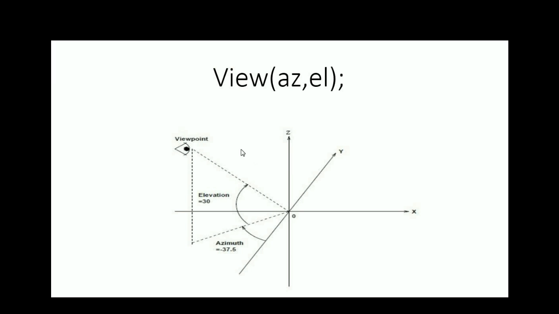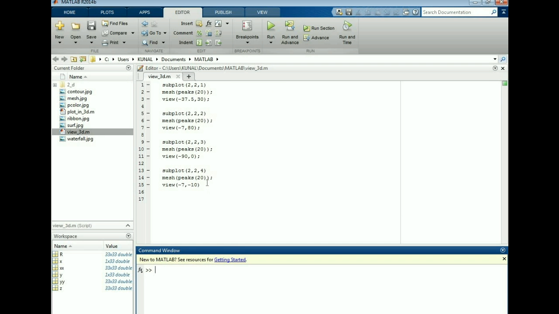Next, besides doing 3D plotting, we can also change the view angle of the plots. The command for it is view, in brackets the azimuthal angle and the elevation angle. From the figure you can see the azimuthal angle and the elevation angle. The azimuthal angle is defined from the negative y axis in the clockwise direction, and the elevation angle is defined from the xy plane to the z axis. So here is a sample program for view.